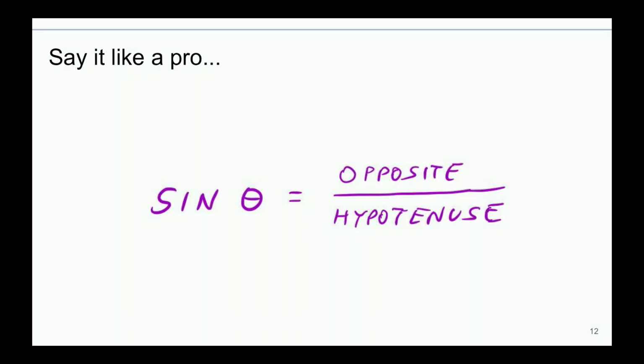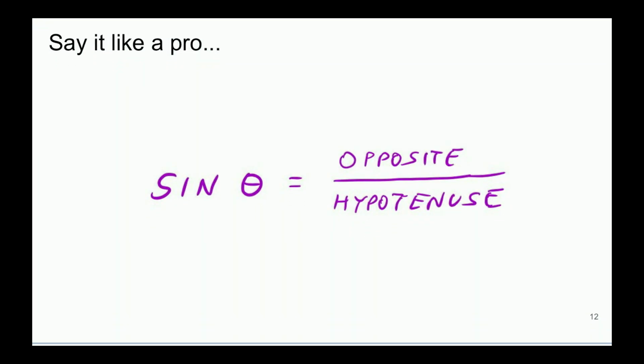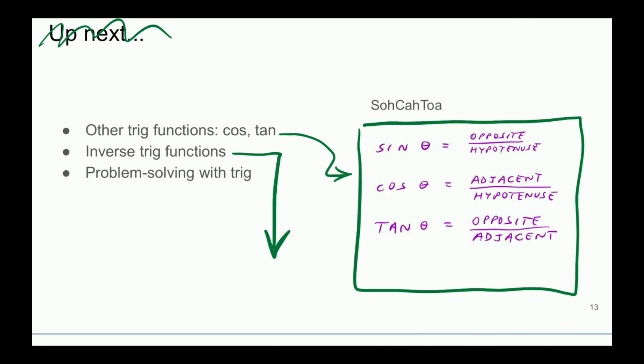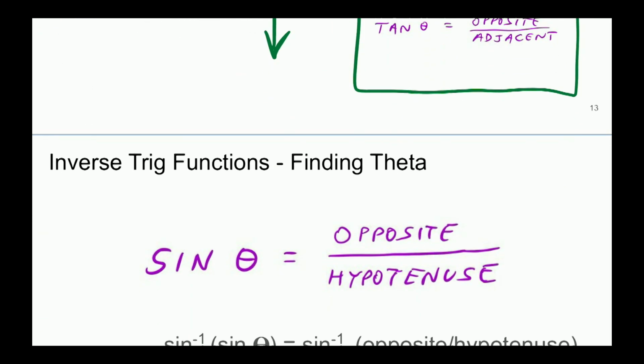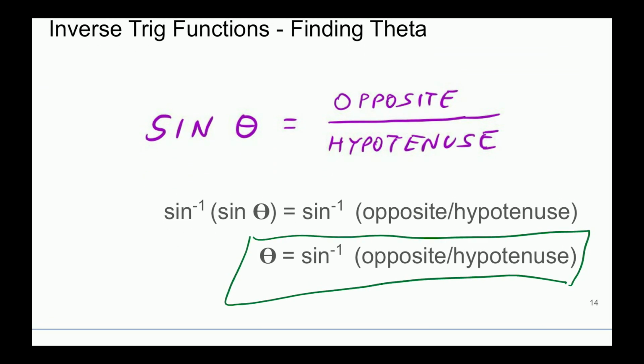Okay, so you might hear somebody say, sine of theta is opposite over hypotenuse. Now you know what that means. And there are other trig functions, which I presume by now you are familiar with, their definitions. And there are inverse trig functions that are used if you want to find theta, right? So you would use the corresponding inverse trig function to solve for theta in a problem.